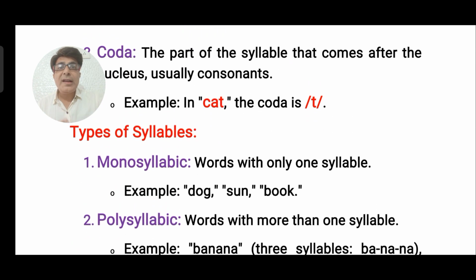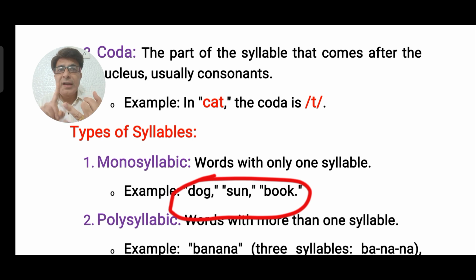Now what are the types of syllables? Listen. Some words are monosyllabic words and some words are polysyllabic words. Mono means one and poly means many, more than one. So when you read a word and there is only one syllable, as for example dog, sun, book, go, sit, stand, these are monosyllabic words.